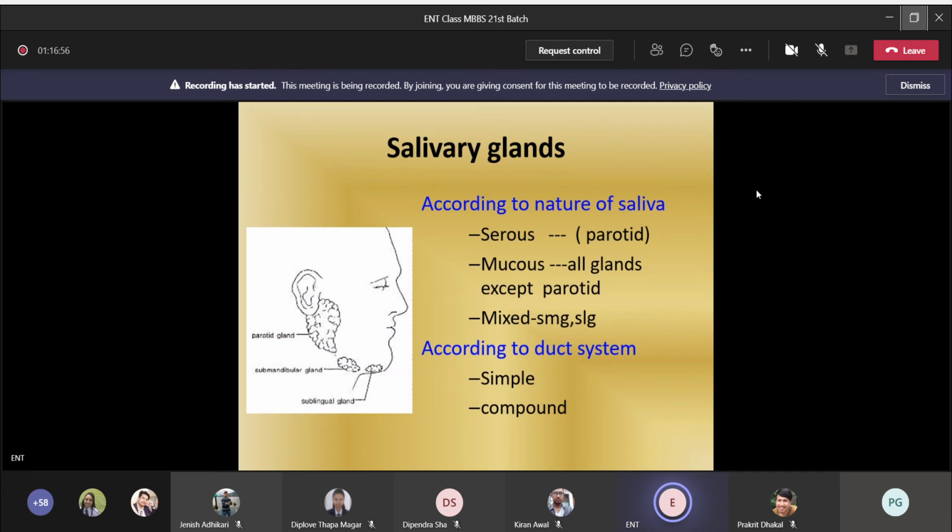According to the duct system, they are divided into simple and compound. So parotid and submandibular are the compound glands, and the simple glands are the minor salivary glands.